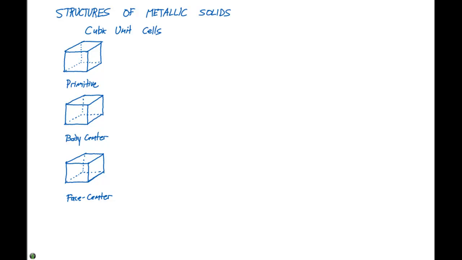In the last video, we looked at unit cells and crystal lattices and kind of gave it a background, but now let's use that information to talk about structures of metallic solids. And in this course, all we're going to be doing is looking at cubic unit cells. And in a cubic unit cell, all sides are going to be equal, and all angles are 90 degrees.